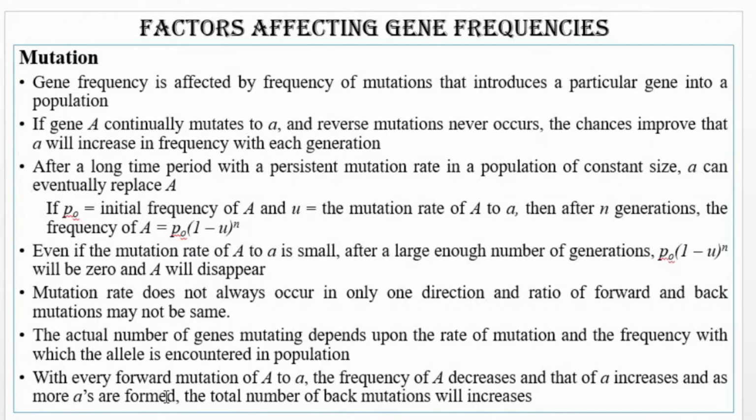With every forward mutation of dominant to recessive, the frequency of A decreases and that of a increases. As more a's are formed, the total number of back mutations will increase again.